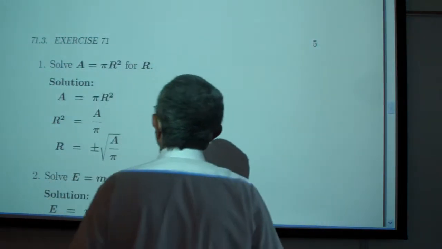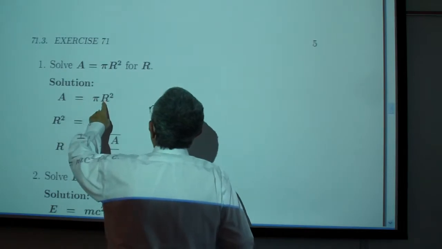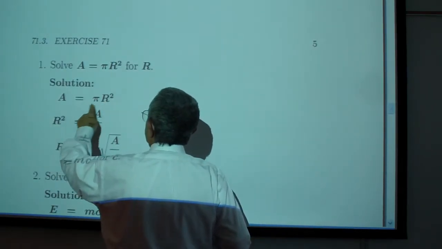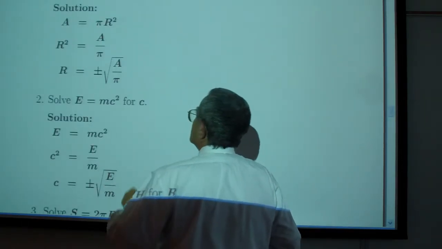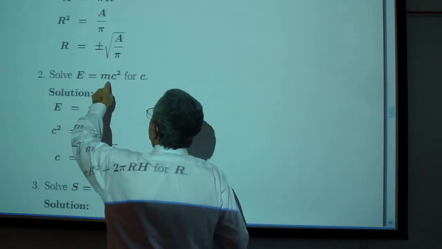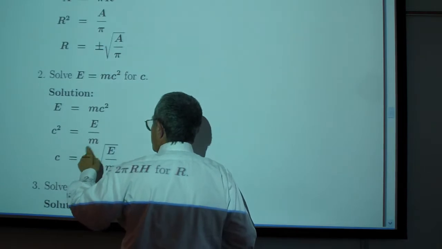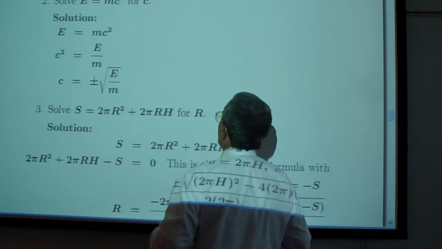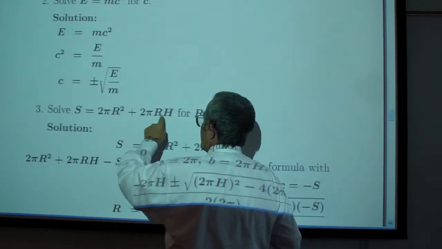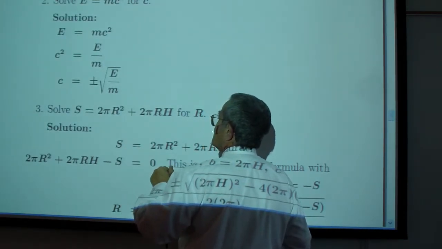Exercise 1, solution. Solve for r, so get r squared by dividing both sides by pi, and then take the square root. Solve for c, divide by m, and then take the square root. Solve for r, now you have r squared and r, so that's a quadratic.